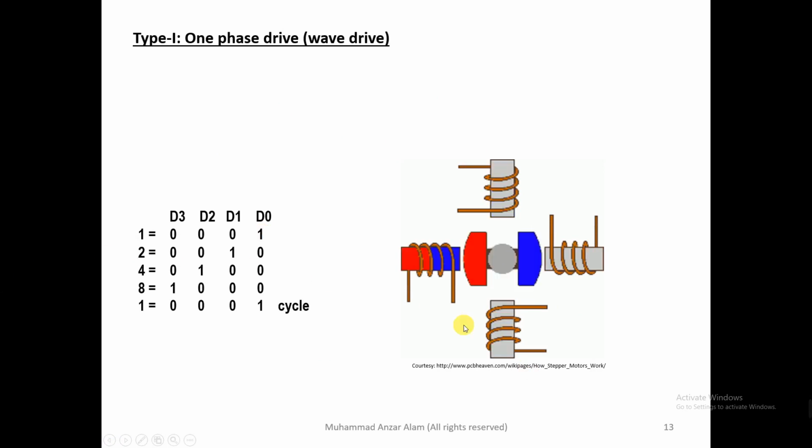So we ended with this slide once again, that these will have this pattern. Remember, these are the type 1 control, or the one phase drive. It's also known as wave drive, or also known as single coil excitation. These are the same name. The bottom line is, where only one coil at one time is energized, we should follow this pattern: 1 2 4 8, 1 2 4 8.